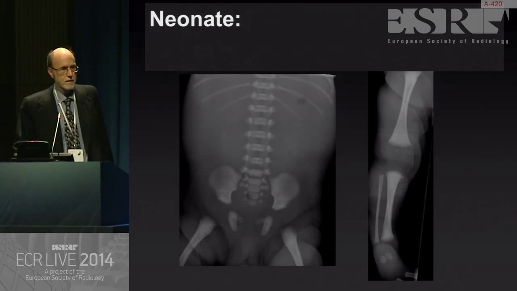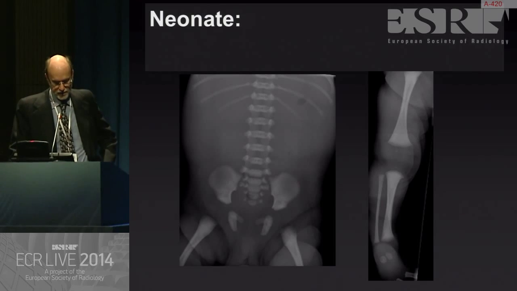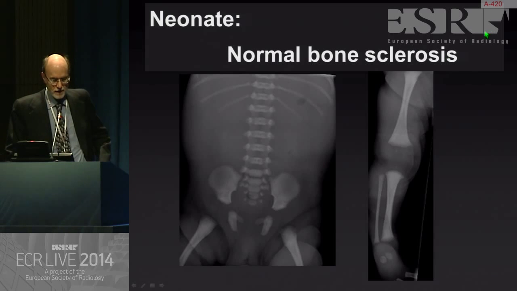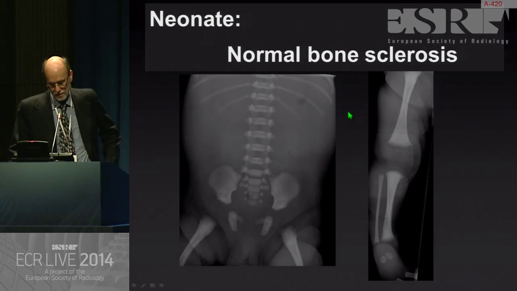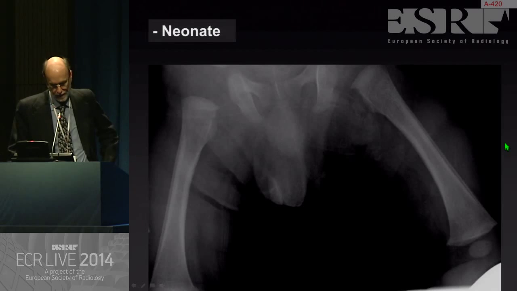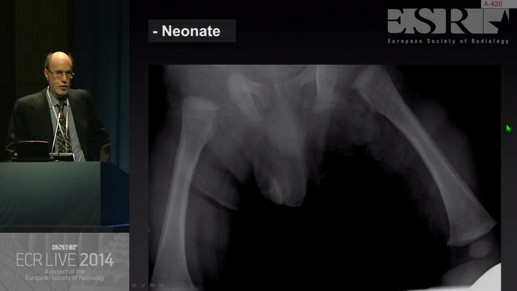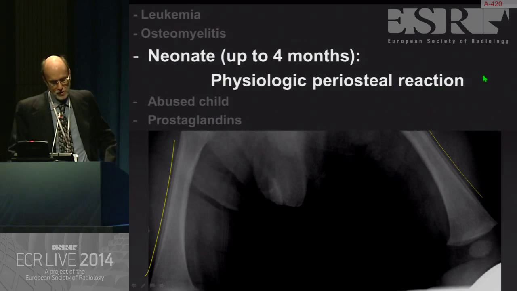In the neonate, we are going to see several particularly specific appearances for this age. First of all, the medullary cavity is thinner than in the adult, and then it gives the whole skeleton a relative high density and relative bone sclerosis. Also in the neonate, it's not infrequent to see some non-interrupted symmetrical periosteal reaction. And this periosteal reaction may be seen up to 4 months of age.